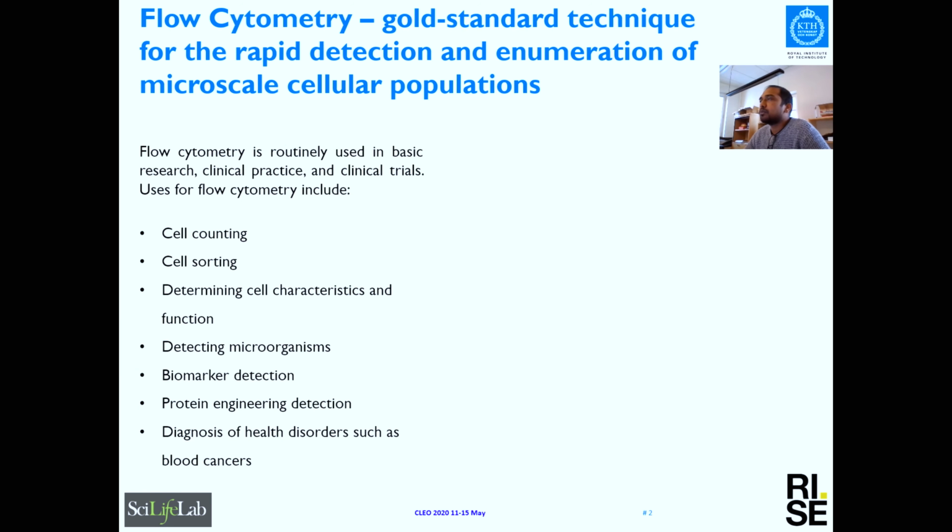Flow cytometry is an important part of the medical lab. It's a gold standard technique for rapid detection and counting of cellular populations. Flow cytometry is routinely used in basic research, clinical practice, and clinical trials. Some of the uses of flow cytometry are cell counting, cell sorting, determining cell characteristics and function, detecting microorganisms, biomarker detection, protein engineering detection, and diagnosis of health disorders such as blood cancer.